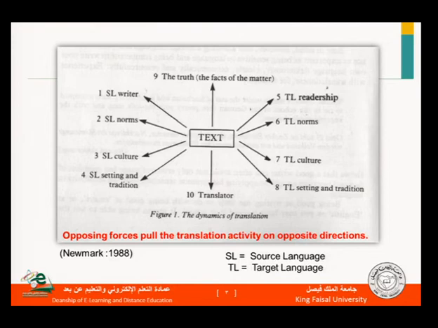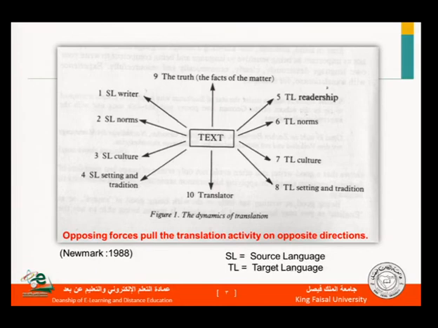We have 10 components. Ten components suggested by whom? Newmark. On what? This is called by Newmark the dynamics of translation. Dynamics of translation. So these are 1, 2, 3, 4, 5, 6, 7, 8, 9, 10 components or dynamics of translation that are suggested by Newmark. And we have talked about that.